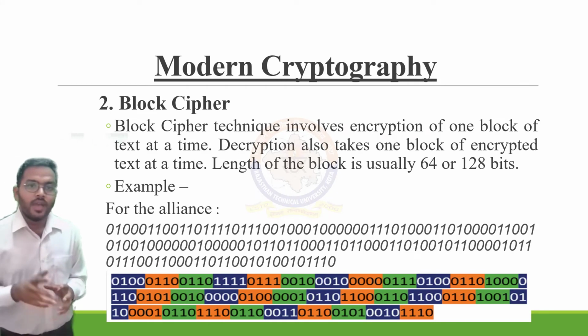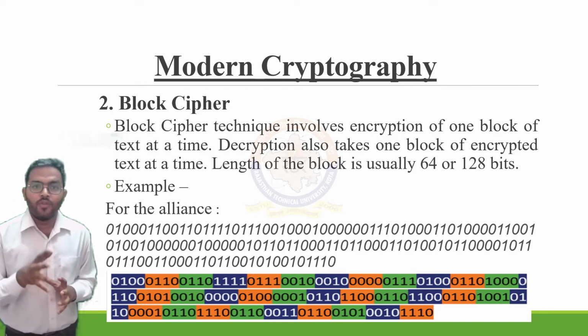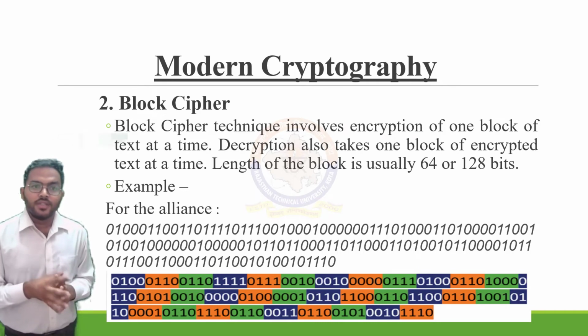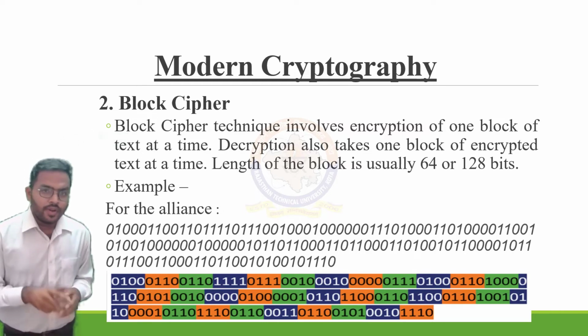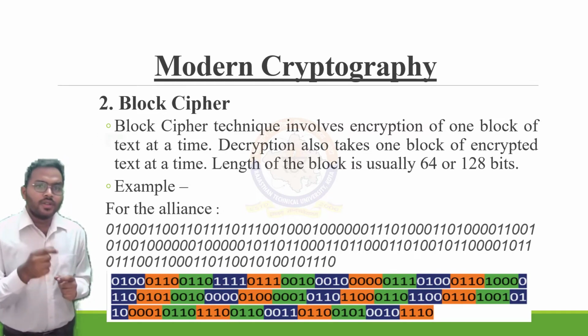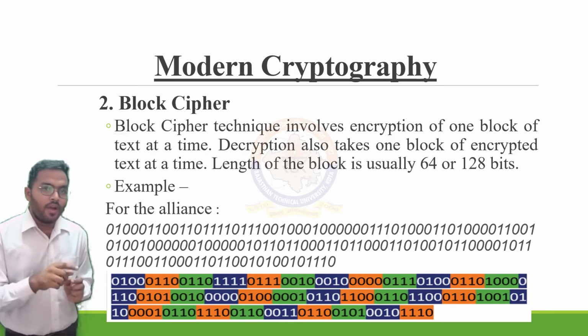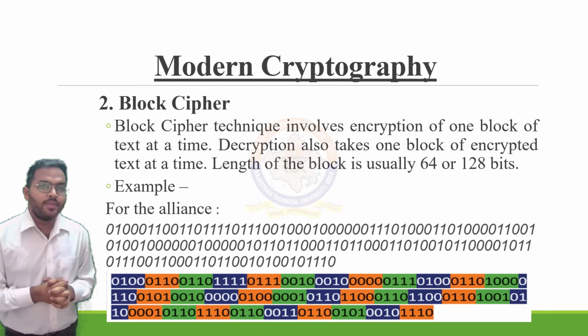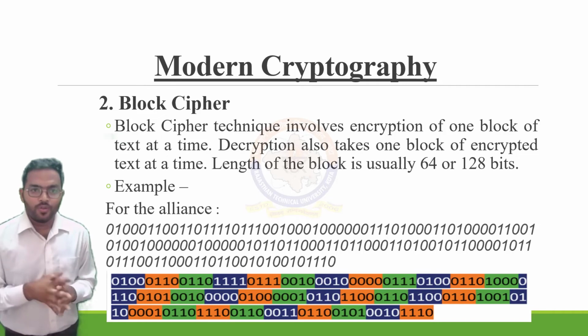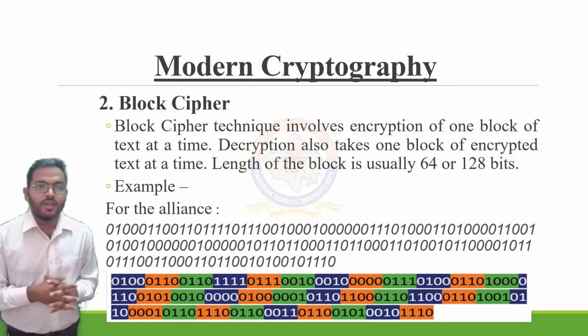To the next slide. Block cipher technique involves encryption of one block of text at a time. Decryption also takes one block of encrypted text at a time. The length of the block is usually 64 or 128 bits. If you want to encrypt using a block cipher, the plain text message would be broken down into smaller blocks of binary. For example, the text would look like a combination of ones and zeros. Now if we break these 136 binary digits into blocks of 4 digits, it divides nicely because 4 goes into 136 a total of 34 times. The blocks would look something like this figure. Move to the next slide.